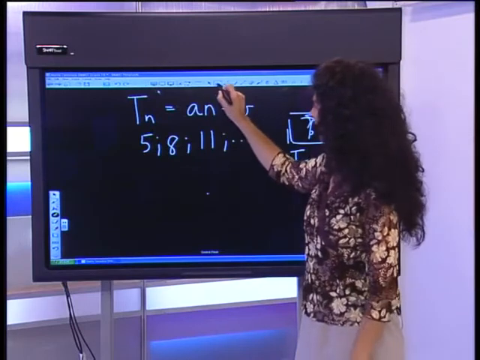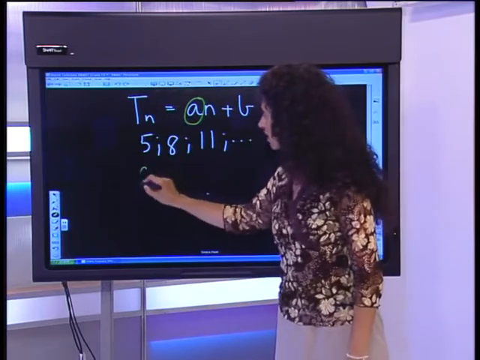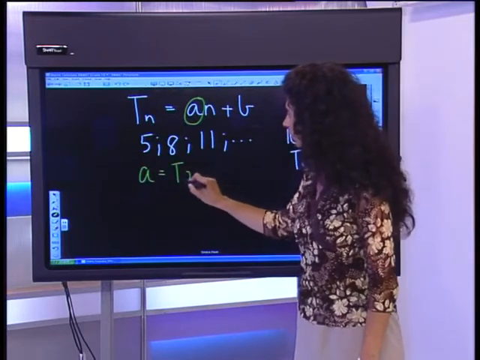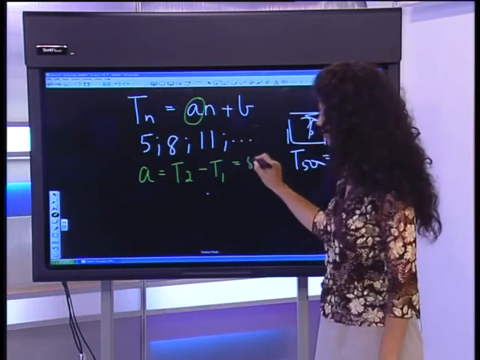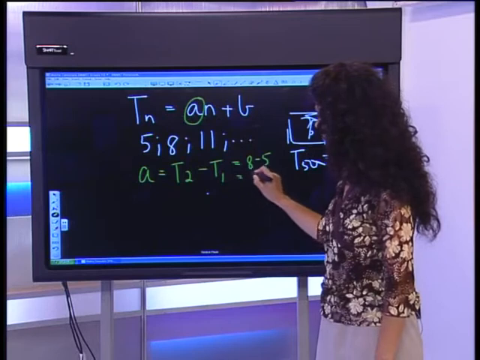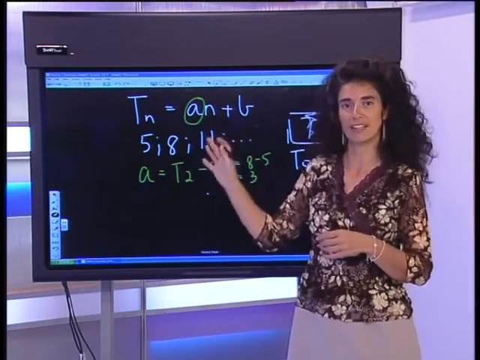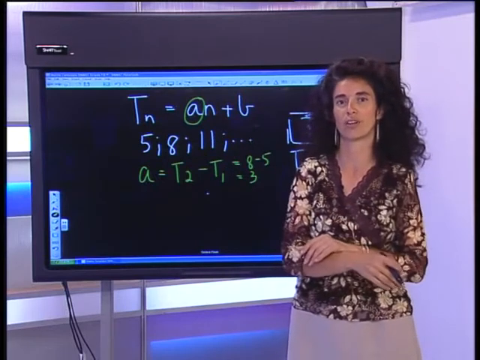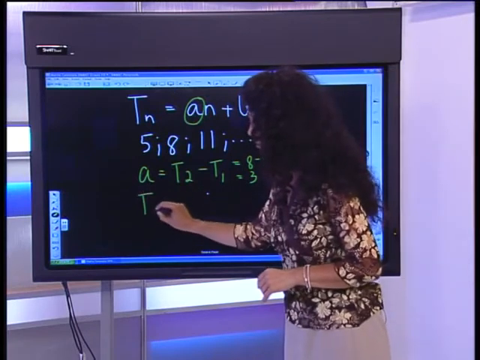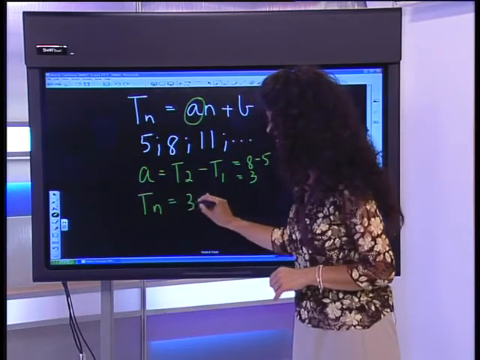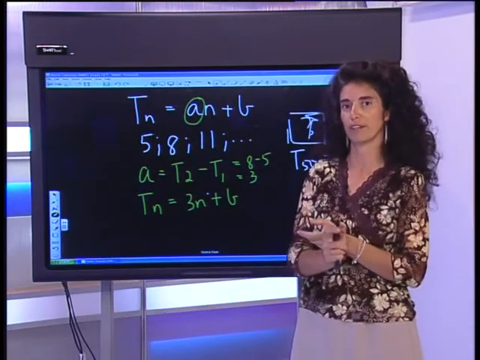And the A that we found is always going to equal T2 minus T1, just recapping from earlier, and that in this case is 8 minus 5, which is equal to 3. So again, I repeat, will A always be T2 minus T1? If it's linear, in other words, if you're adding the same thing over and over again, then yes, A will always be 3. So Tn will now at this stage be 3n plus B. So our job is to find A and to find B as well.